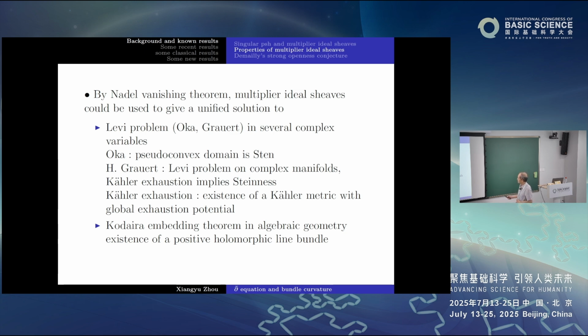By Ladle's vanishing theorem, multiplier ideal sheaves could be used to give a unified solution to a Levi problem solved by Grauert for complex manifolds in several complex variables. This means Grauert's solution says Kähler exhaustion implies Stein-ness. Kähler exhaustion means the existence of a Kähler metric with a global exhaustion potential. And you can also give a proof of the Kodaira embedding theorem in algebraic geometry, as I just mentioned. So in this way, several complex variables and algebraic geometry come together.